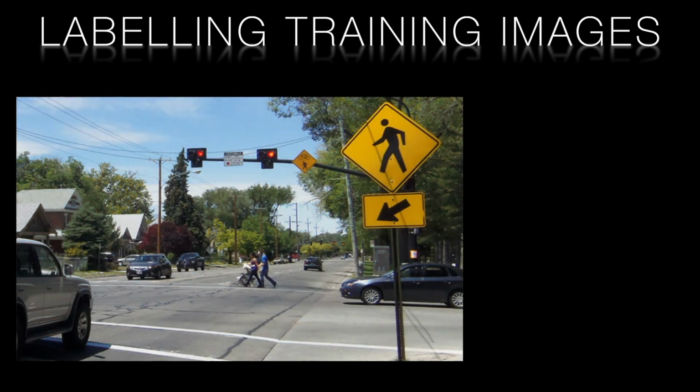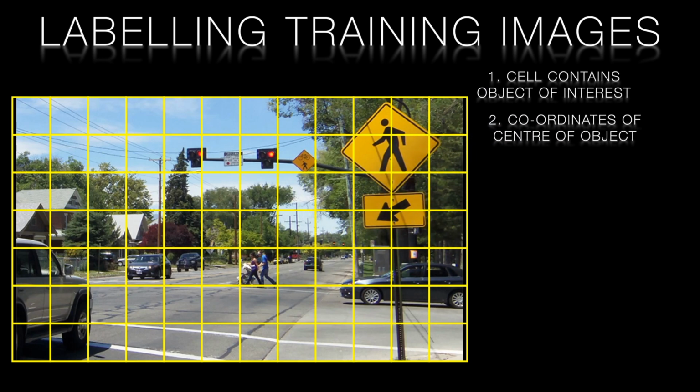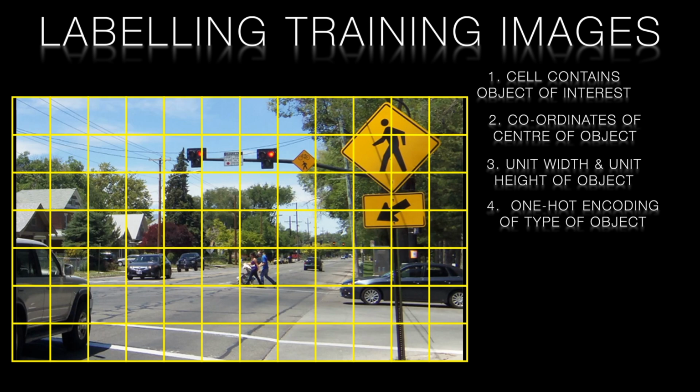To do this, let's divide the image up into a low resolution grid. In this example, 12 by 7. Typically, you'd have more cells than that. For each grid cell, record 1. Whether the cell has the center of an object in it or not. 2. The x and y coordinates of that object. 3. The width and height of the bounding box around that object. And 4. The one hot vector used to classify the object type.